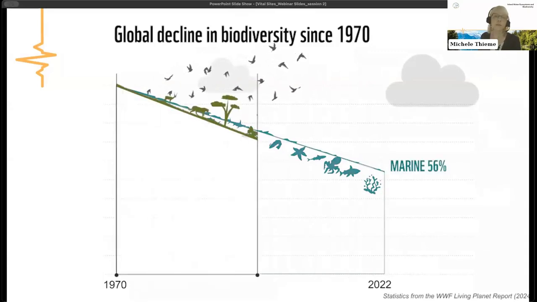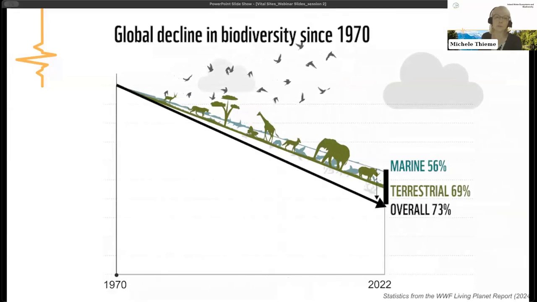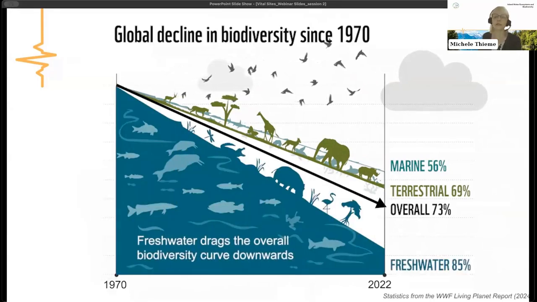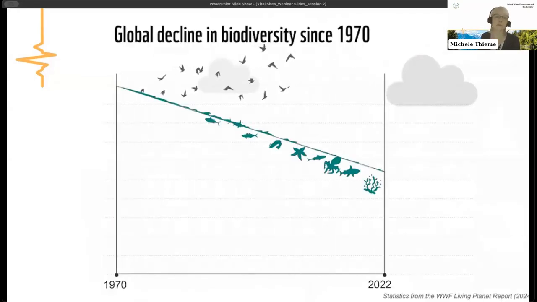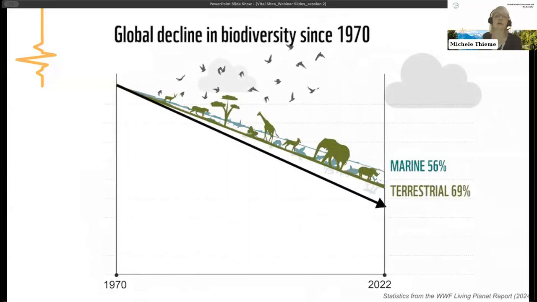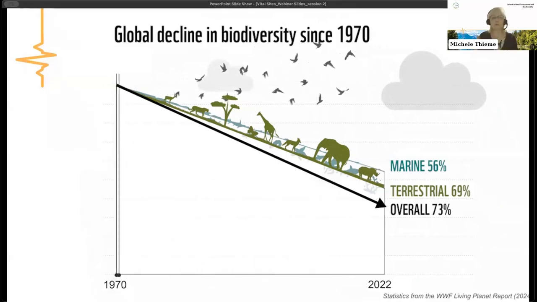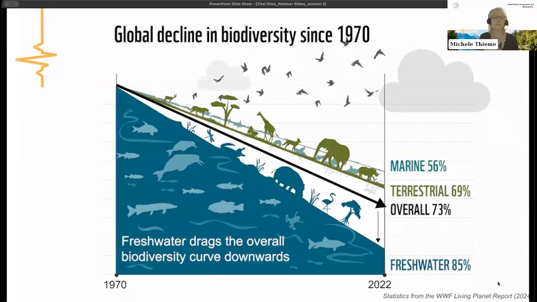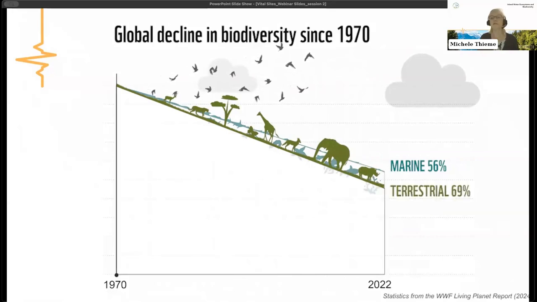Unfortunately, we are also in the midst of a biodiversity crisis. And we see on average that vertebrate populations have declined by about 73% globally, those that are monitored. And that is being driven, unfortunately, by life in fresh waters, whose monitored species populations have declined on average by 85% since 1970. So if we are going to reverse the decline of biodiversity overall, we must be thinking about the life within freshwaters and what they need to survive and thrive.